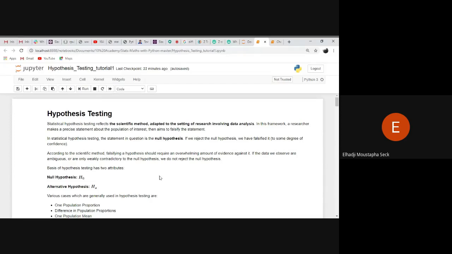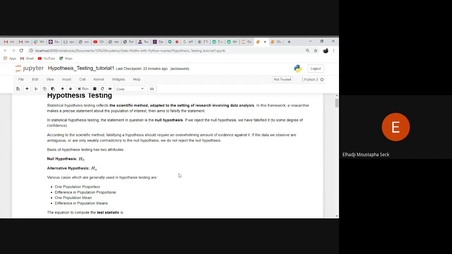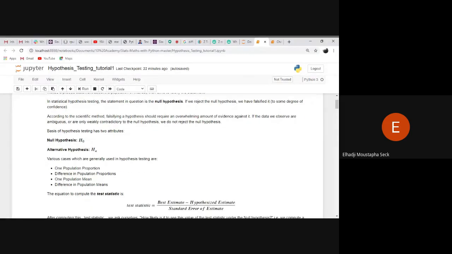In this tutorial, we are going to see some of the different types of hypothesis testing, and some cases where we generally use hypothesis testing. Here you can see some cases where we usually use hypothesis testing: one population proportion, difference in population proportions, one sample mean, and difference in population means. Let me just explain this briefly.